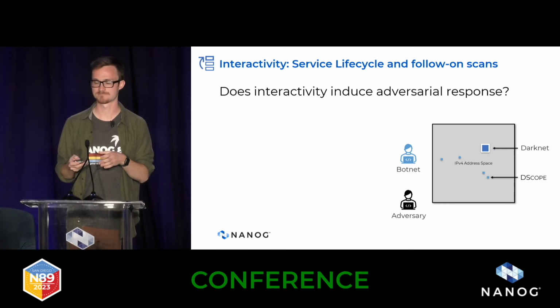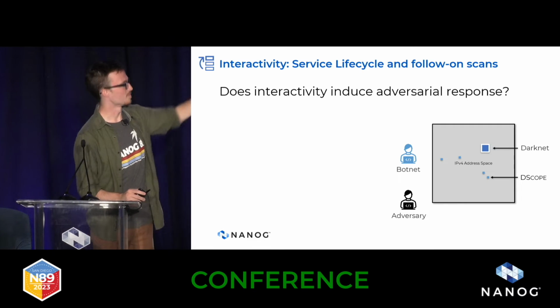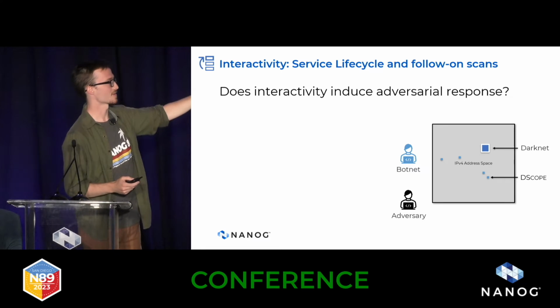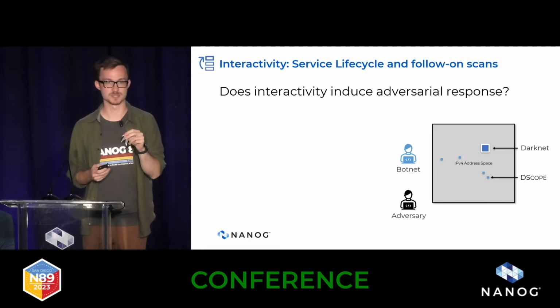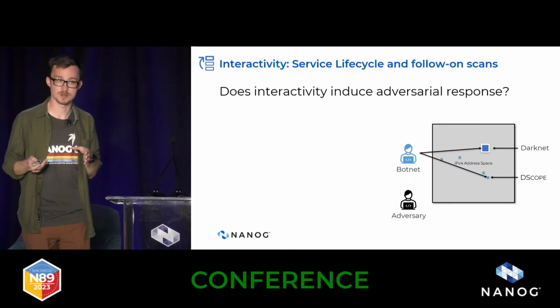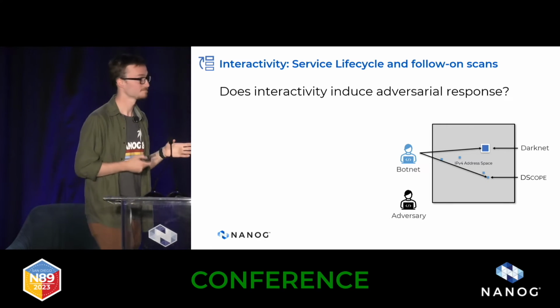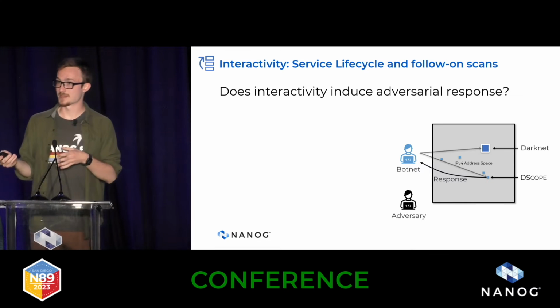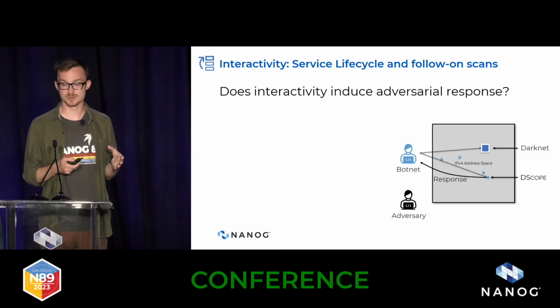happens in practice. Imagine that we have a botnet, think say the Mirai botnet, and that botnet is scanning the entire internet at random, looking for services. It's going to send requests out, and of course some of those requests will hit the darknet, and some of them will hit DScope. In contrast to the darknet, DScope is actually going to reply to these. It'll complete TCP session establishment.